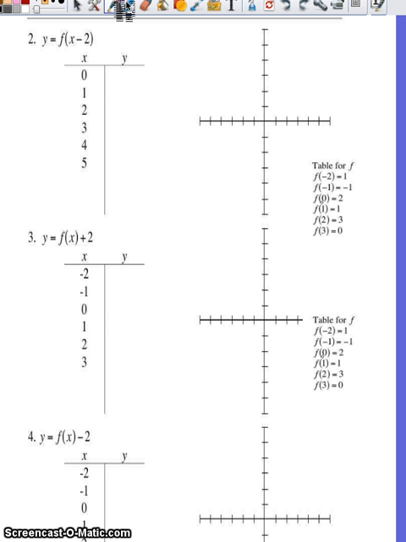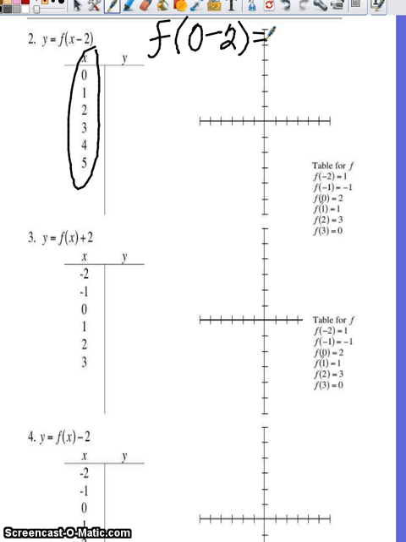So let's follow the same rules. I have f, and again, wherever my x variable is, I'm going to take those x values and plug it in for x. So I have f of 0 minus 2. 0 minus 2 is negative 2.